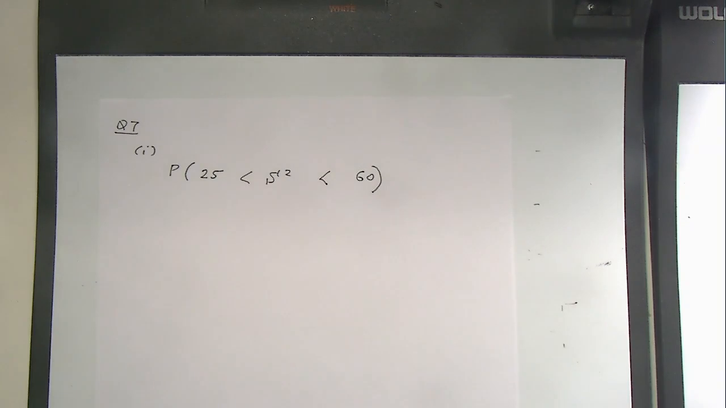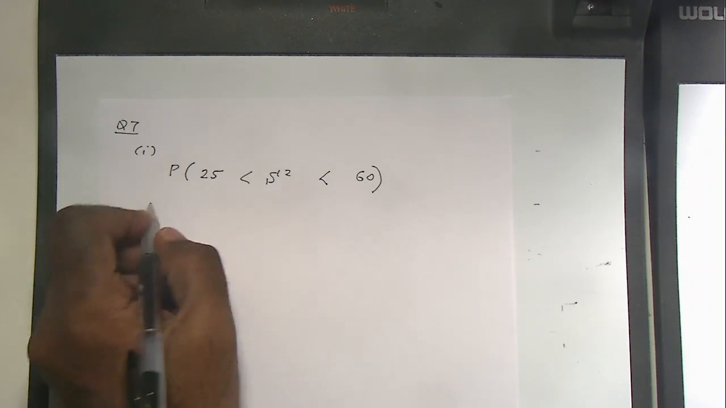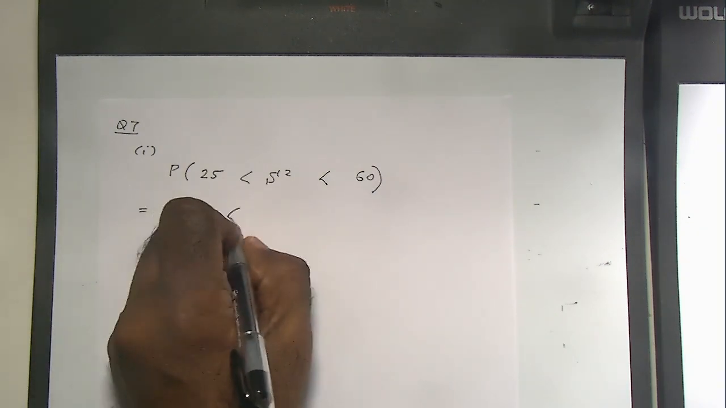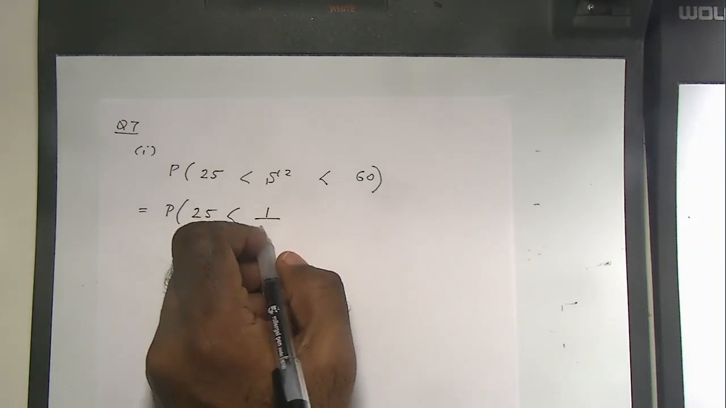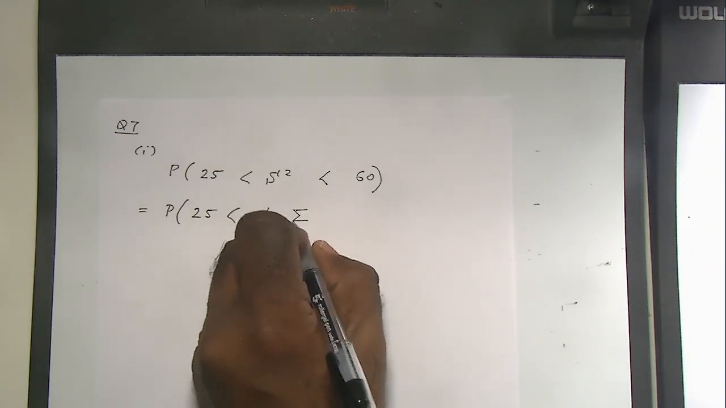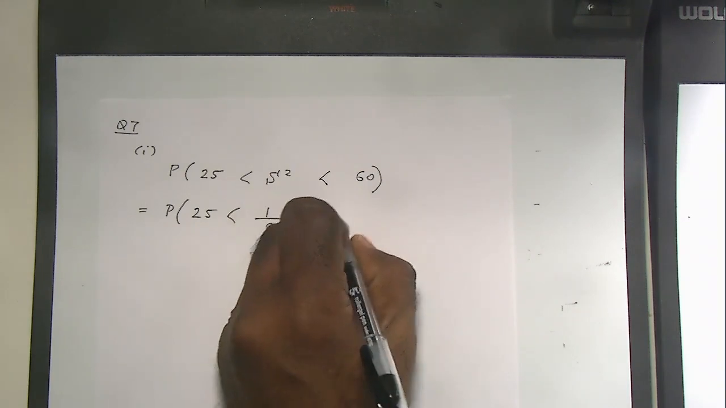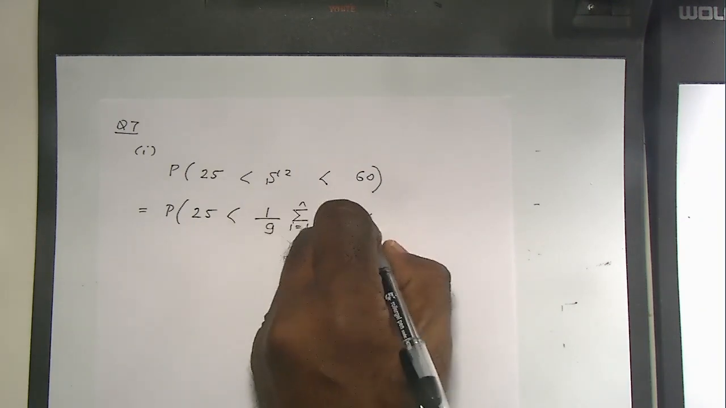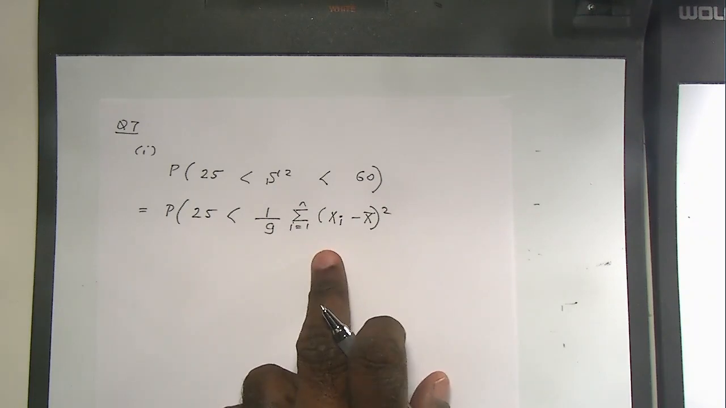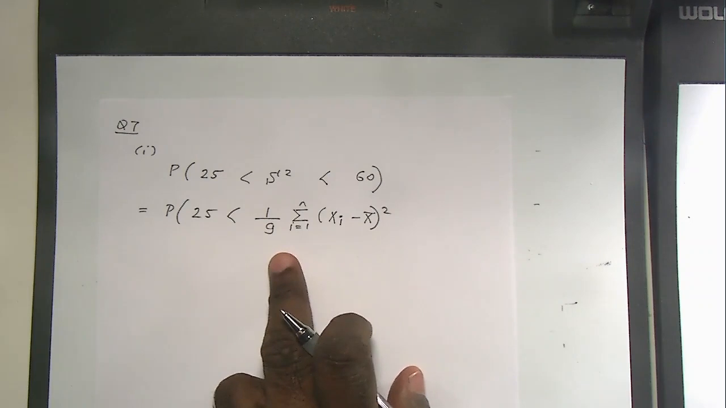Now, do you remember what a sample variance is? What's the formula for this? It's 1 divided by n minus 1 times the sum of squared deviations. Here n is 10, so n minus 1 is 9. This is the formula for the sample variance that I gave you some time ago.